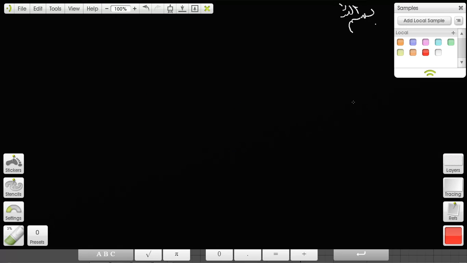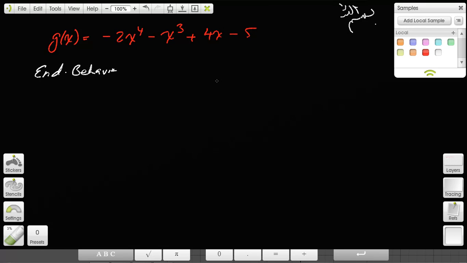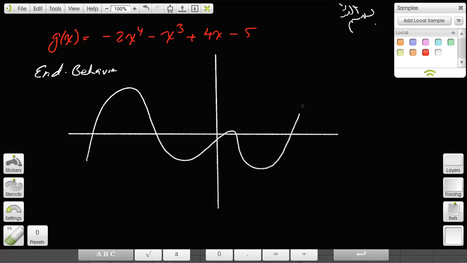So let me give you a couple of examples over here. Let's do this one. This is g of x equals minus 2x to the fourth minus x cubed plus 4x minus 5. Now we're going to describe the end behavior of this function. In other words, this function is going to snake around in the Cartesian plane. It's going to be one of these. But the question is, what's the end behavior going to be?